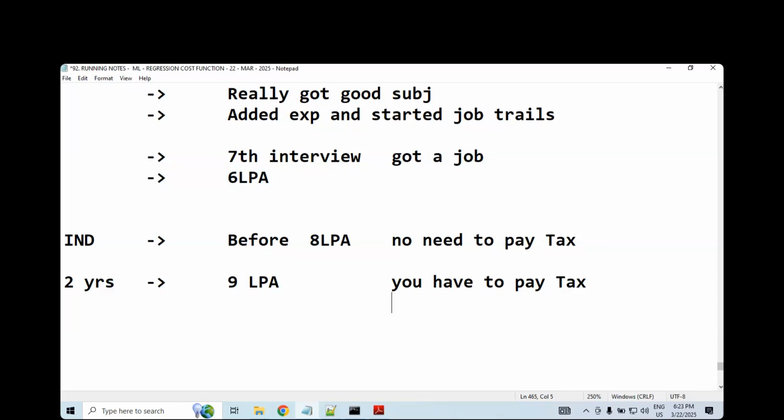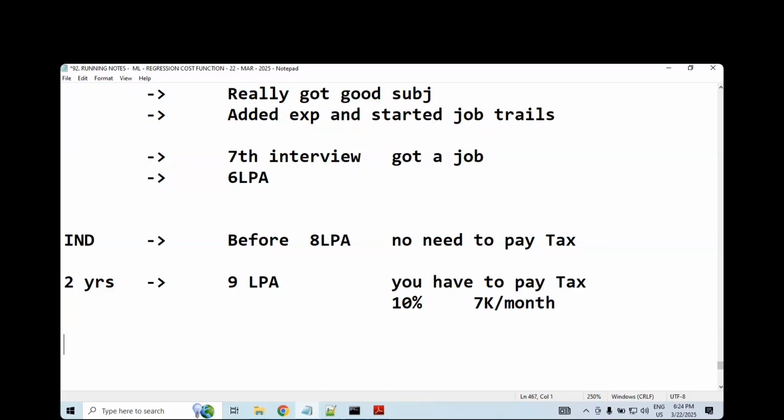At 9 LPA, you need to pay tax. Think like 10% tax, sir. When I say 10%, think of it as roughly 7K per month. Are you clear till now? How much am I paying in tax? 7K per month. Either 7K or 6K, you can calculate.